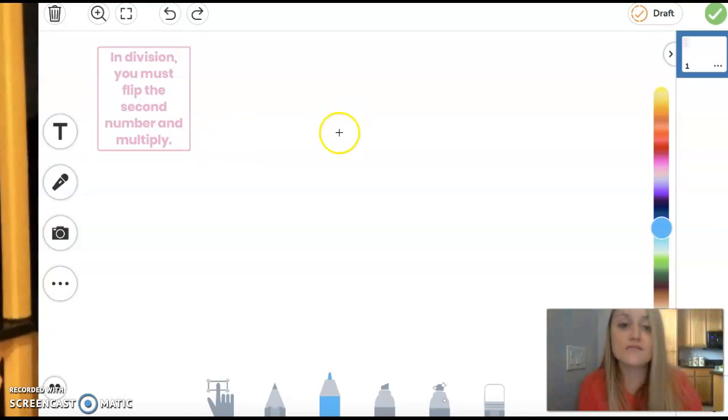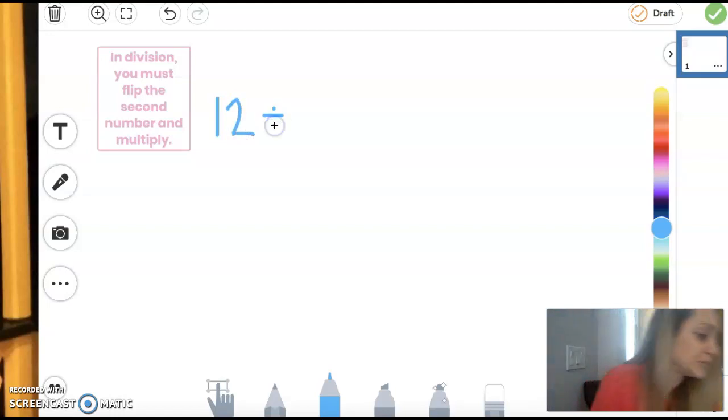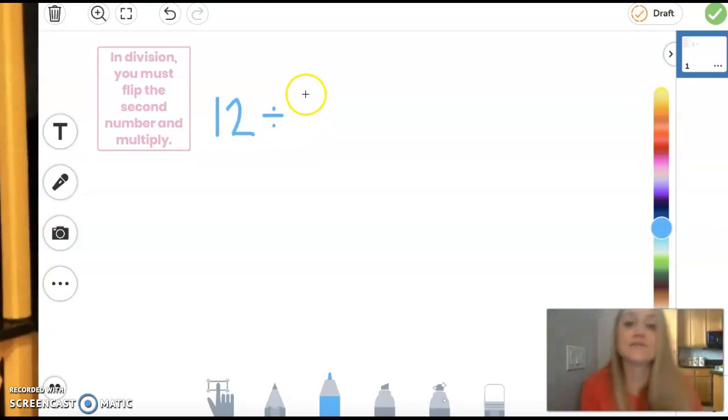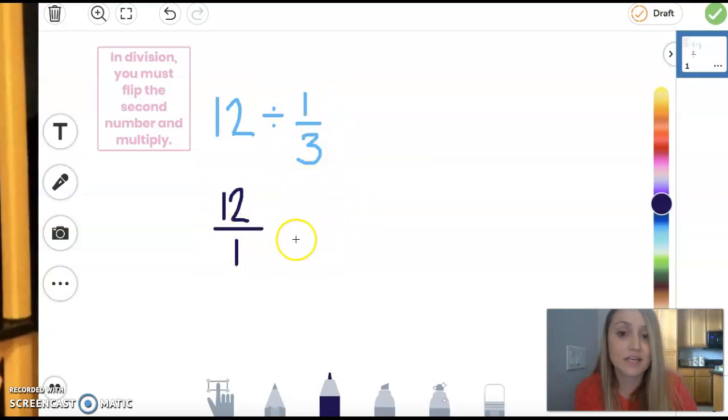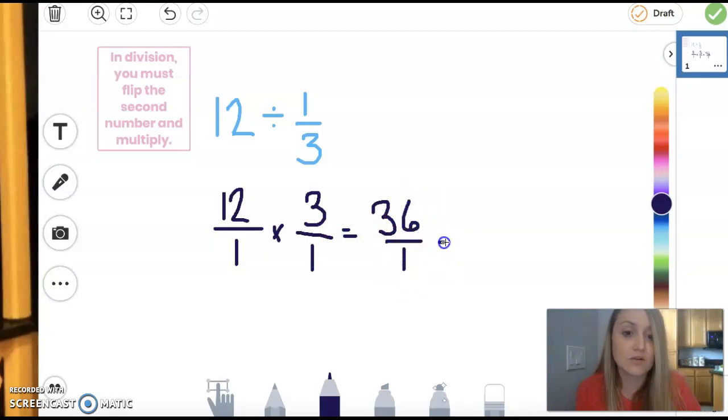So let's see, we'll do one more. 12 divided by 1/3. Okay, so again, I'm going to do 12 over 1. We have to flip the second number and multiply. So again, this is called the reciprocal. Flipping that second number and then multiplying. So your answer would be 36 over 1, or 36.